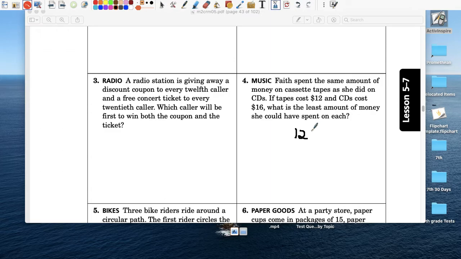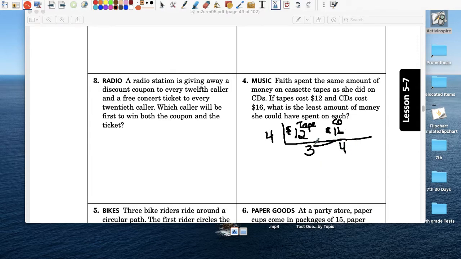Well, this one's different. So $12. This is $16, right? So this is the tape. You write tape. And this is a CD. So here, let's see what it would be: 4. 4 times 3 is 12. 4 times 4 is 16.